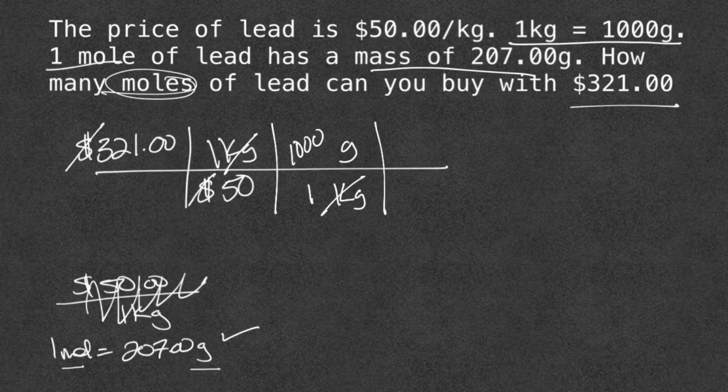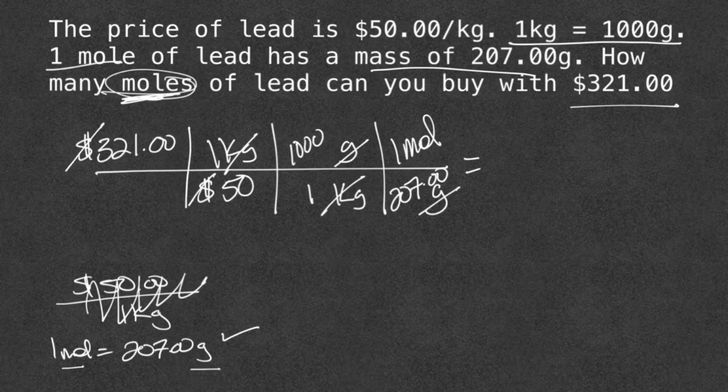I got another conversion factor. Before I think about that conversion factor, I'm going to put my unit on bottom, keep that diagonal. And then here's my last conversion factor. 207 goes with grams. And 1 mole goes on top. Mole is on top. I'm looking for moles. I must have this problem set up correctly. All my units cancel out. Let's put this in the calculator.